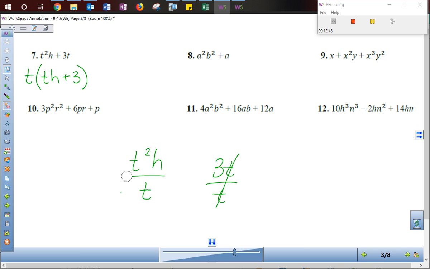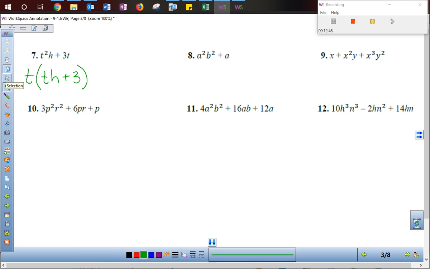Let's try it again on number 8. On number 8, I have a squared b squared plus a. Now if you'll notice, there are no coefficients on number 8. So we're not going to worry about them, we're only going to focus on the variables. My first term has an a squared b squared, and my second term has an a. So I want to take out the variables that they have in common, which looks like is just an a.